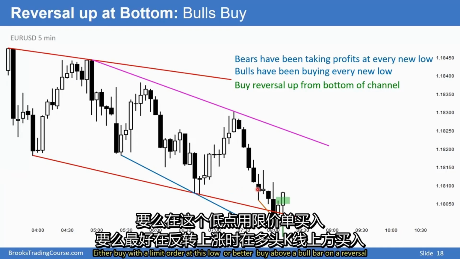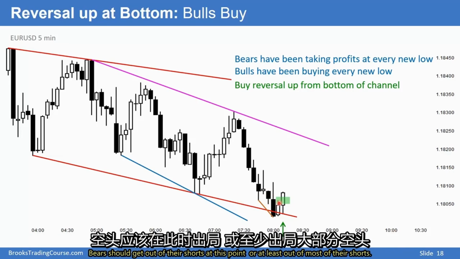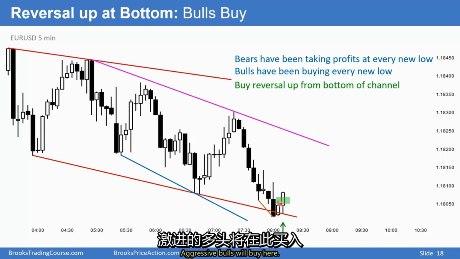Either buy with a limit order at this low, or better, buy above a bull bar on a reversal up, especially since it's the third attempt to reverse up near this low. Bears should get out of their shorts at this point, or at least out of most of their shorts. Aggressive bulls will buy here.